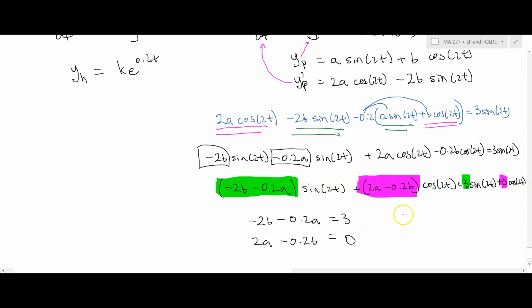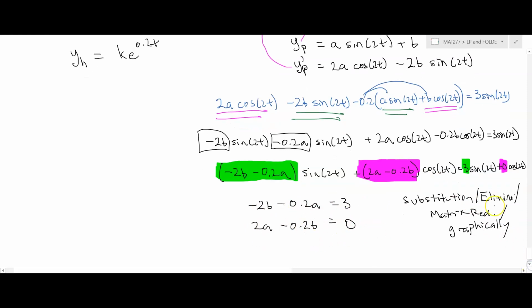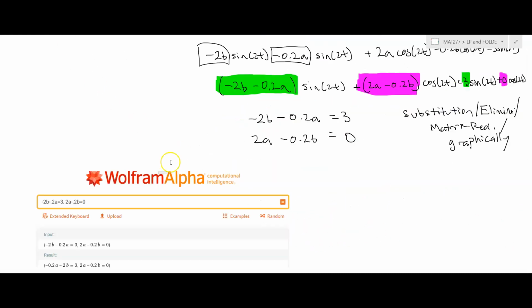You can do something like substitution. You can do something like elimination. You can do something like matrix reduction to solve this. You can do this graphically to figure out what A and B need to be. But this is just a system of linear equations. I'll show you how to do it real quickly in Wolfram Alpha.